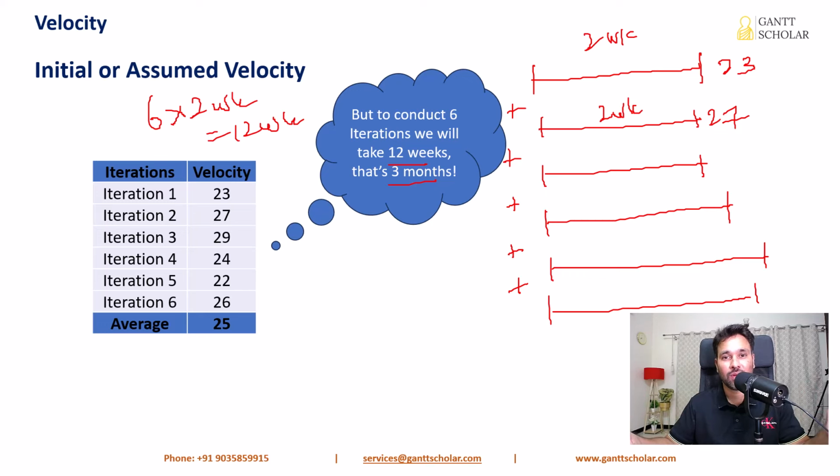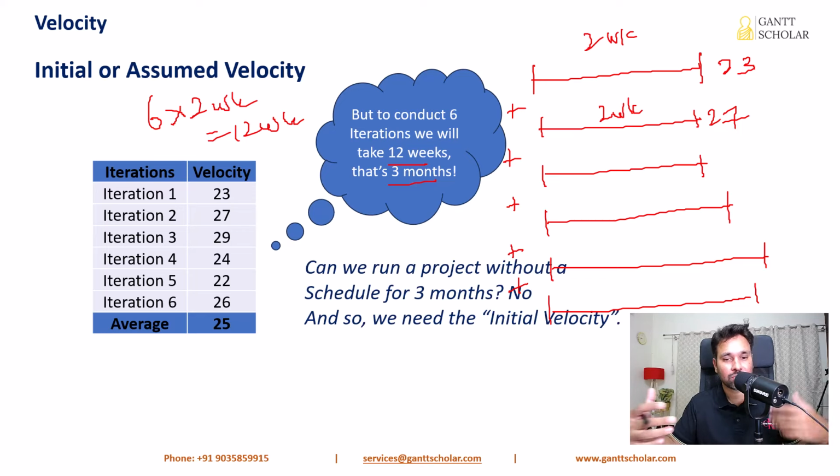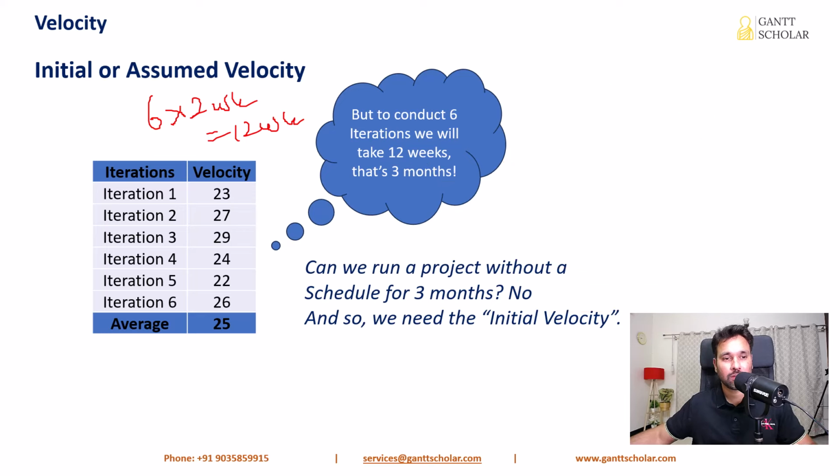Definitely no. So until we find out the actual velocity of the team, this is all about the average velocity of the team, we have to go for initial or assumed velocity. So how do we find out initial or assumed velocity? Before starting the first iteration, we need to check with the team members.